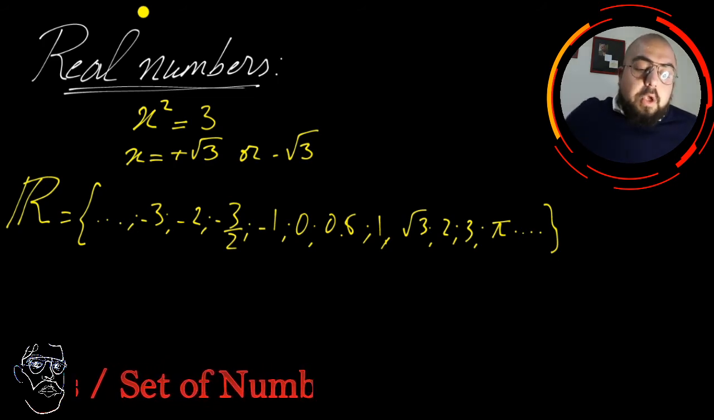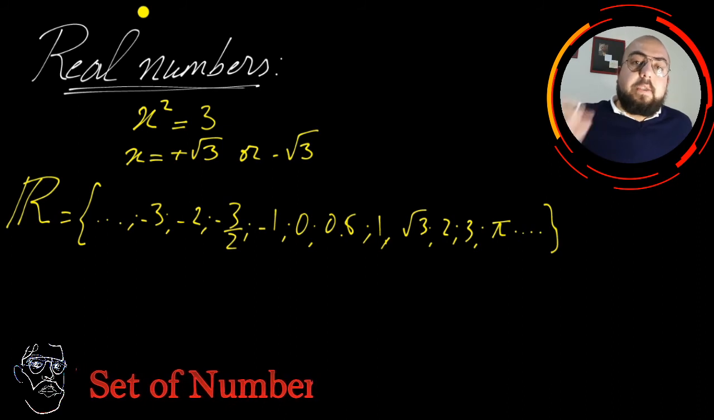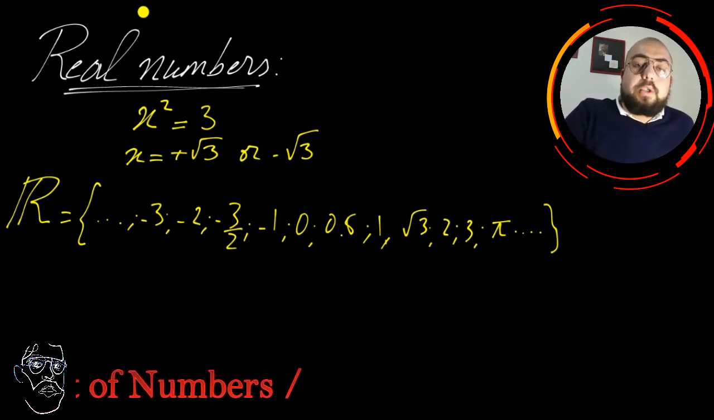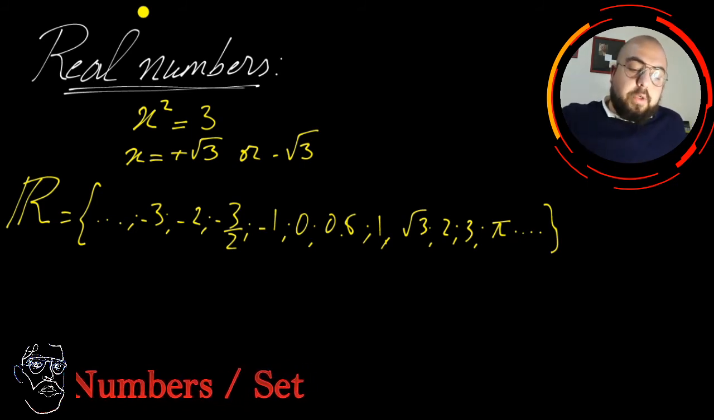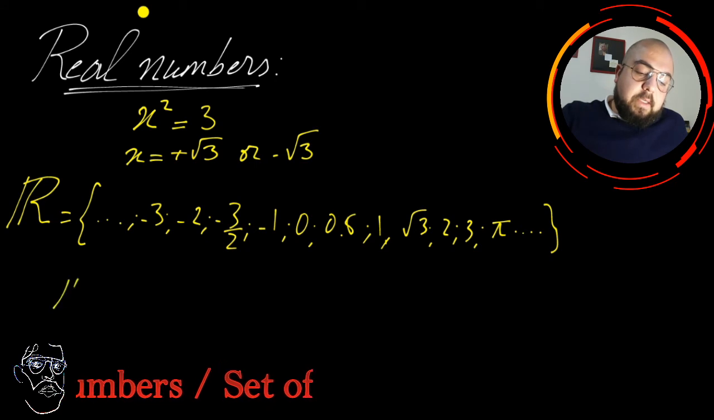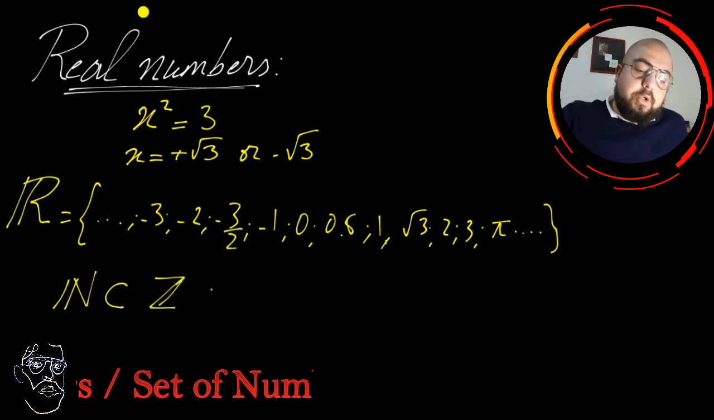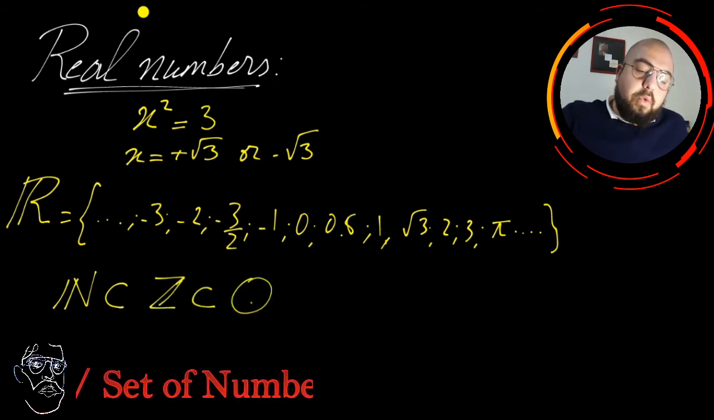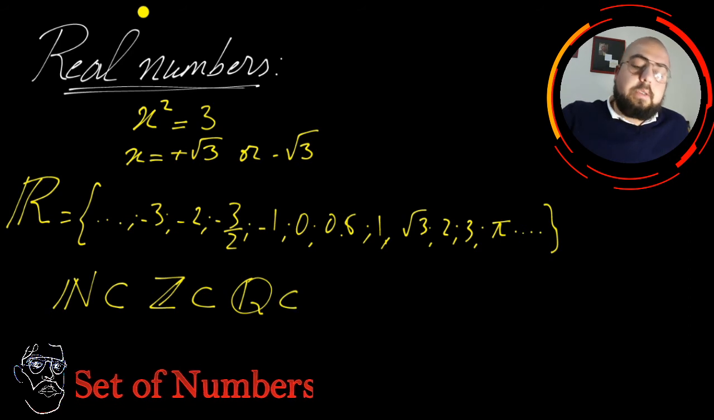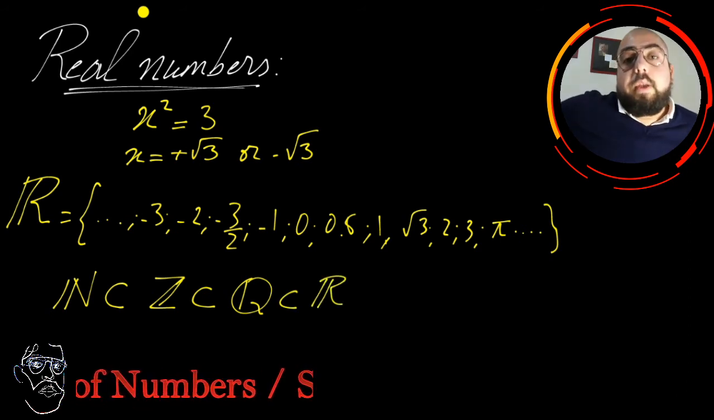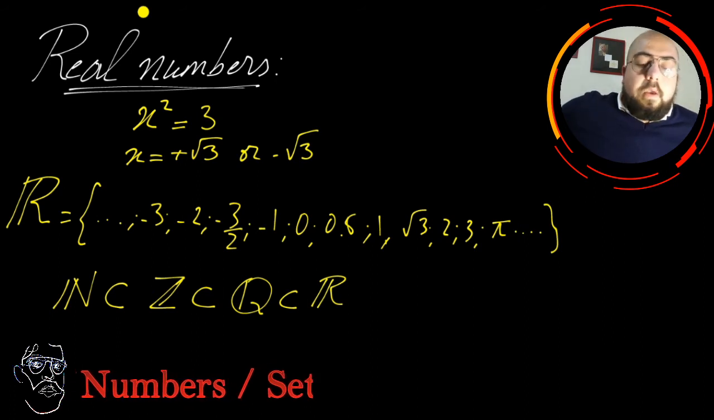All right. So these are the four sets: the natural, the integers, the rational, and finally the real numbers. And of course, we can say that the natural numbers are contained in the integers, which are contained in the rational numbers, and finally these all are contained in the real numbers.